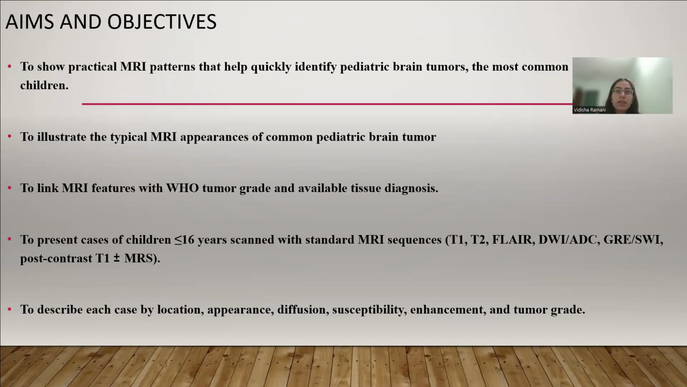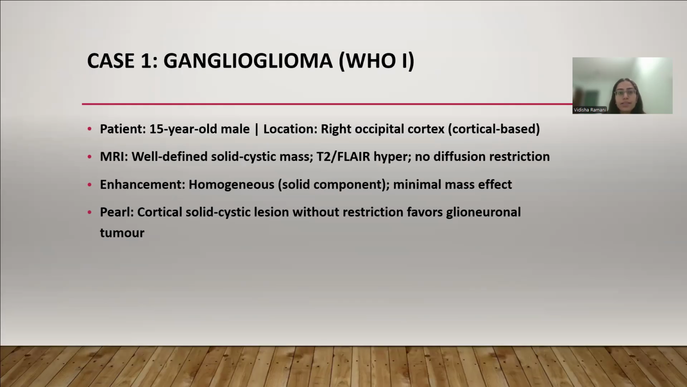Aims and objectives: to show practical MRI patterns that help quickly identify pediatric brain tumors, to illustrate the typical MRI appearances of common pediatric brain tumors, to link MRI features with WHO tumor grade and available tissue diagnosis, to present cases of children less than 16 years of age, and to describe each case by location, appearance, diffusion, susceptibility, enhancement, and tumor grade. So let's start with the case series.